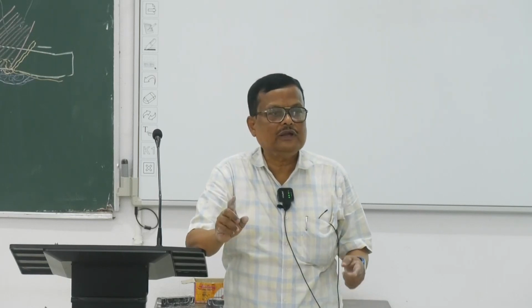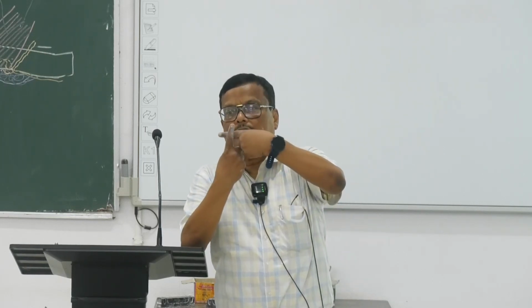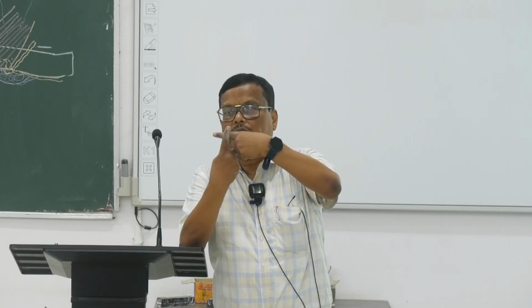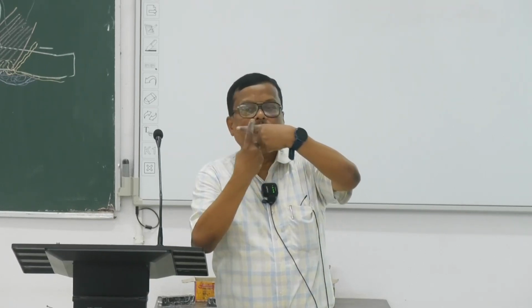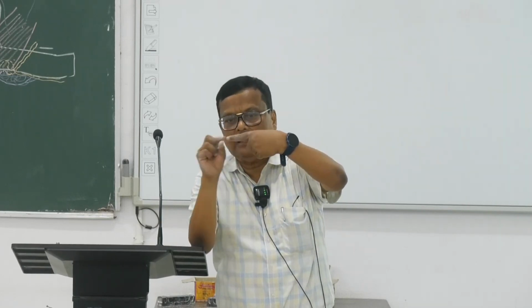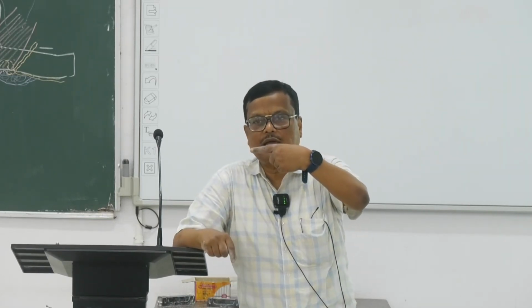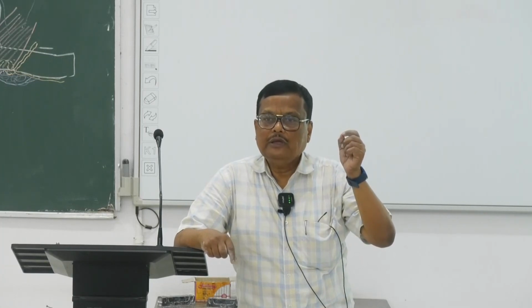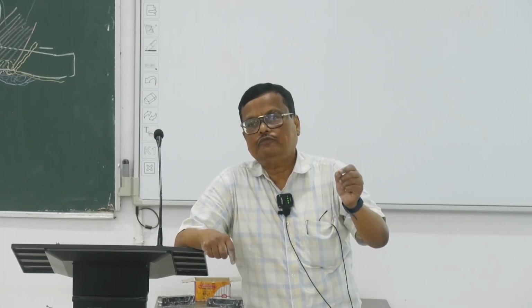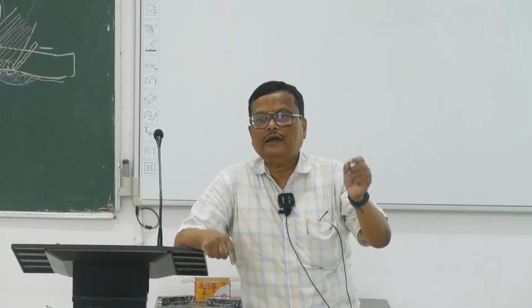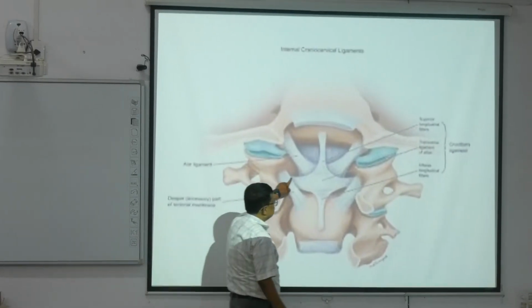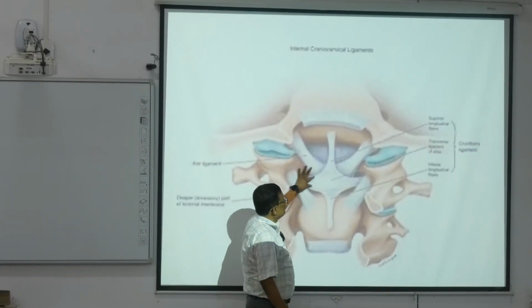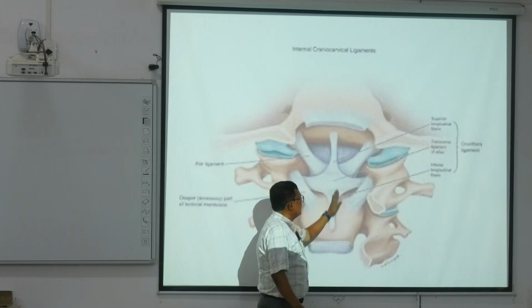So what is the cruciate ligament? A cross, a vertical and a transverse part, two ligaments combined together to form the cruciate ligament. The transverse part forms the transverse ligament of the atlas, which forms an important ligament of the median atlanto-axial joint. This is the cruciate ligament. It has a transverse part and a vertical part.